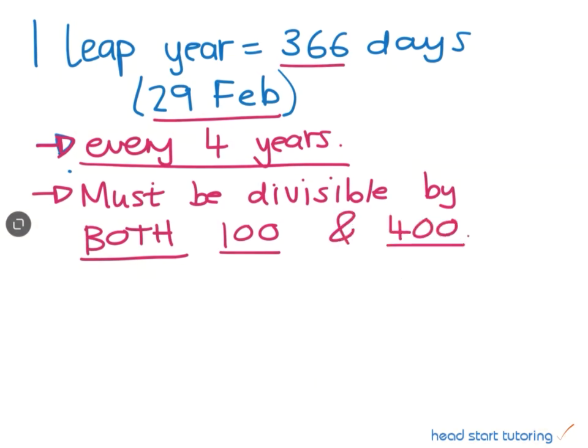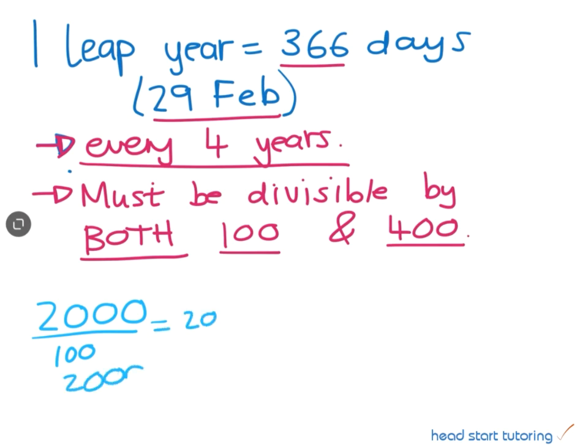Let's have a look at an example. The year 2000, let's see if it is divisible by both 100 and 400. So 2000 divided by 100 will give us an answer of 20. So that goes in perfectly. And 2000 divided by 400, we can cross those two zeros off, divide them both by 100. So we've got 20 over 4, which is equal to 5 perfectly. So the year 2000 is divisible by 100 and by 400. So therefore the year 2000 was a leap year.